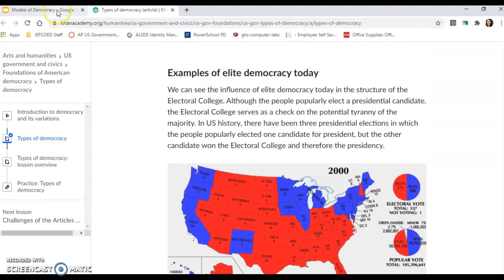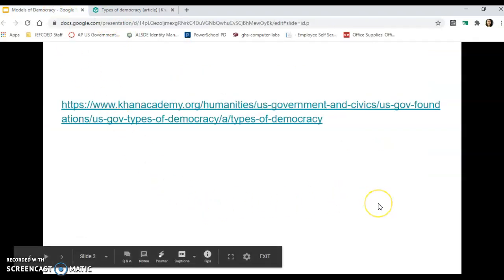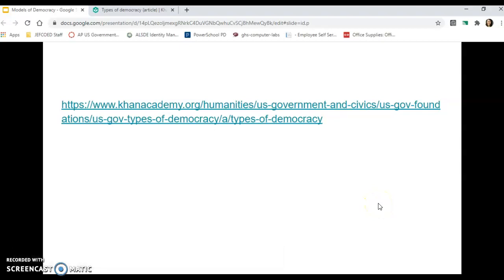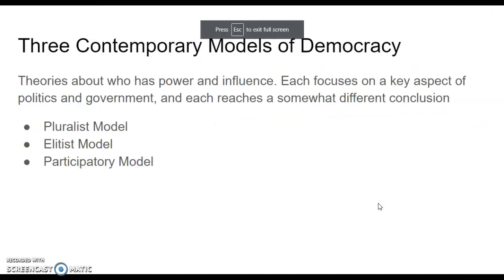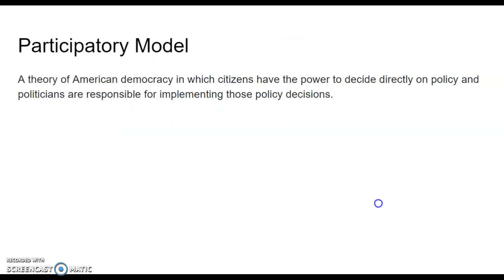So that is all for Khan Academy. Again, that link will be on here, so you'll have access to that if you need to refer back to it. None of those theories truly exist in a vacuum. You could make an argument for any of those theories applying to different parts or decisions by government. All right, so here again, this is a quick way to get to those definitions if you need them.